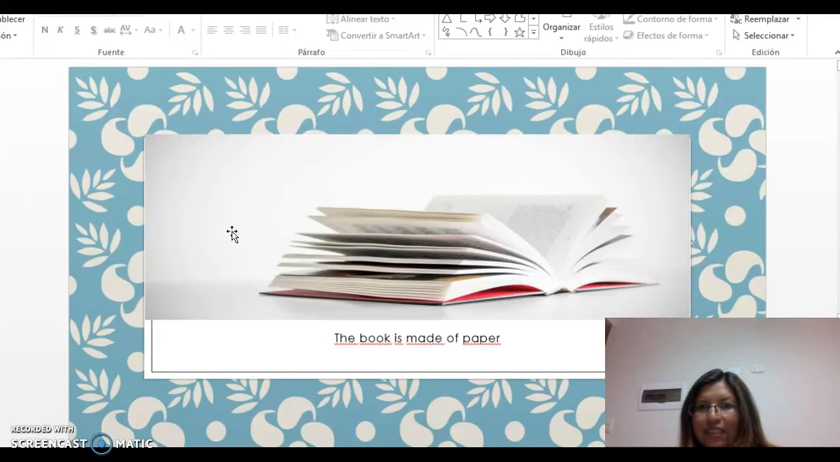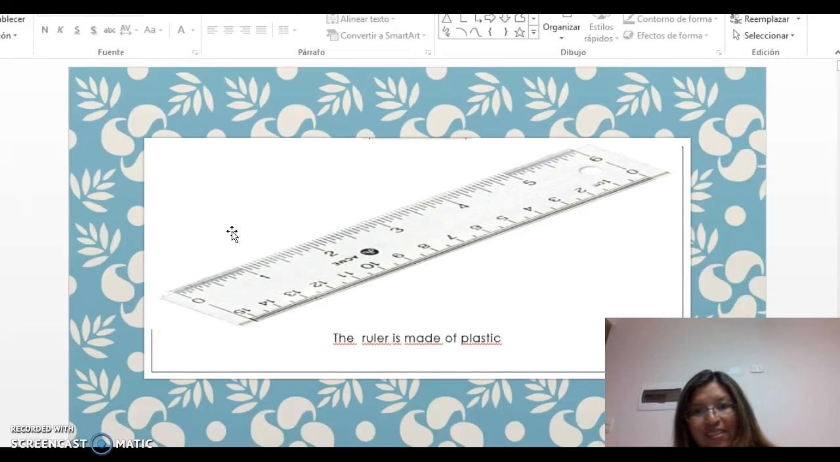What is this? This is a book. What is it made of? The book is made of paper. And what is this? This is a ruler. Very good. And what is it made of? The ruler is made of plastic.